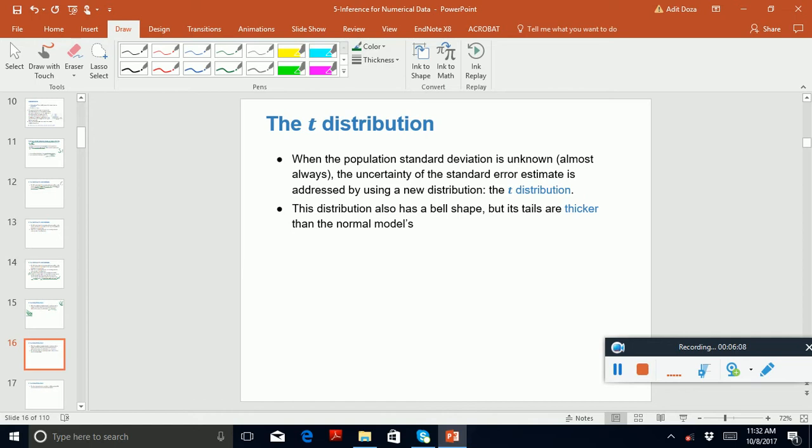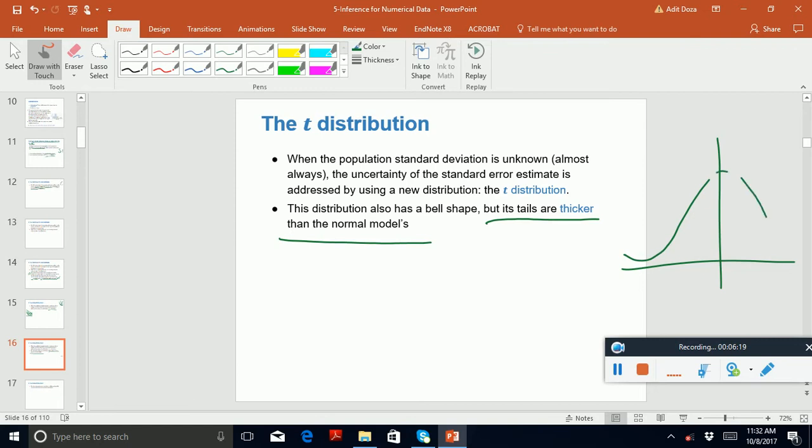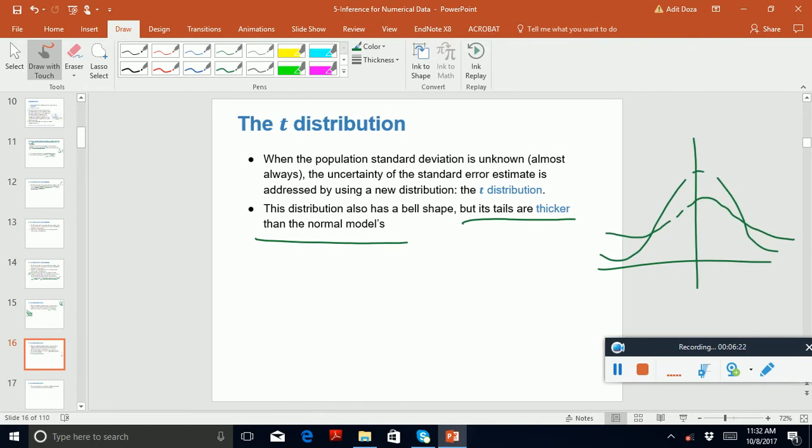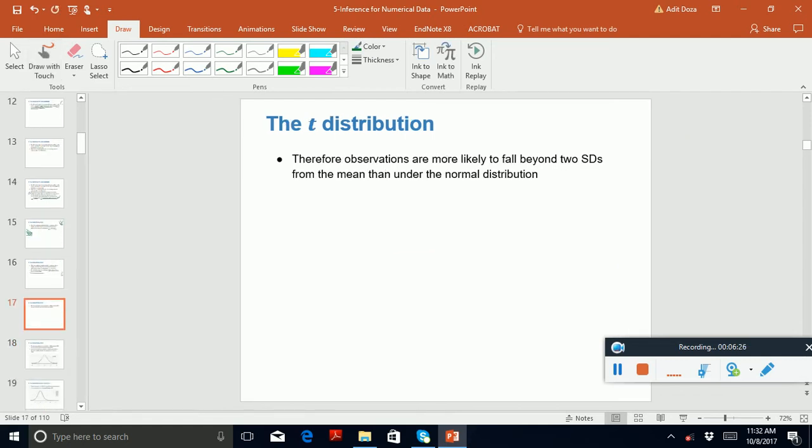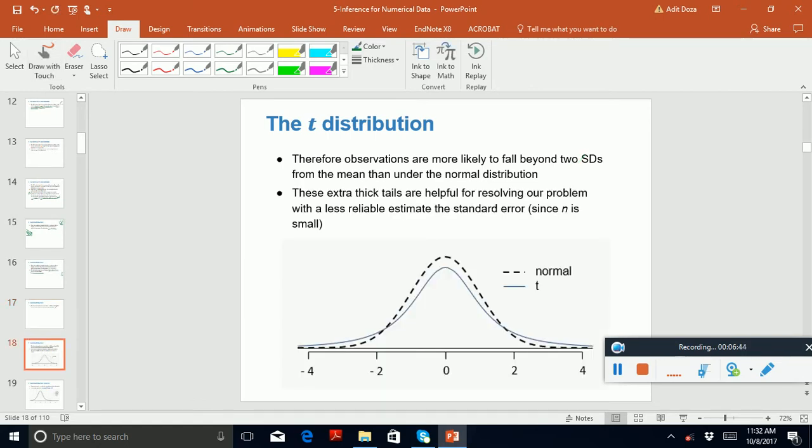The distribution also has a bell shape, but its tails are thicker. I have shown you that the tails are thicker than our normal. If I draw a normal like this, the t distribution tails are thicker, so it starts a little thick. Therefore, observations are more likely to fall beyond 2 standard deviations from the mean than under a normal distribution. This is one of the properties of the t distribution. Here's a graph: the t distribution is the blue one, and if you can see, its tails are a little bit thicker than the normal. I hope it's helping you visualize. I'm using my stylus pen.